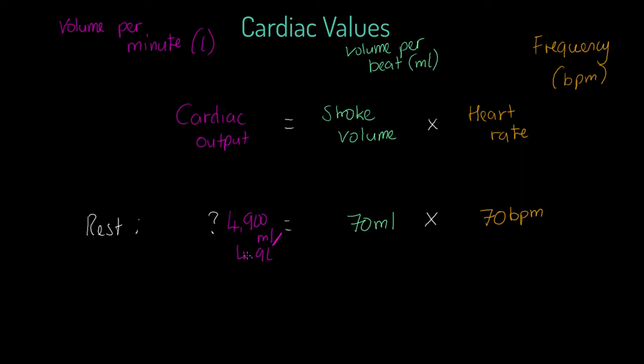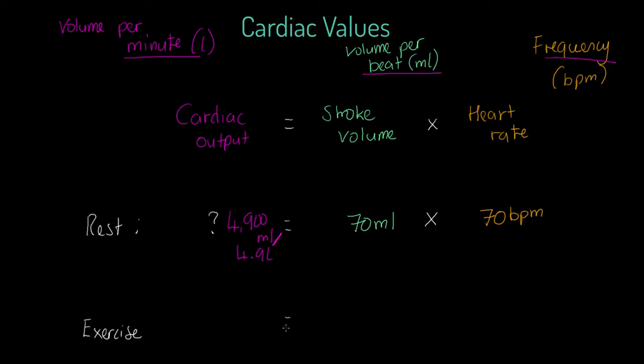So be clear, if we just round that to 5 litres, that is 5 litres of blood leaving the heart per minute at rest, made up of 70 beats, made up of 70 millilitres per beat. Okay, so that's roughly what's happening to you right now. But we're also interested in exercise conditions. Now, this will vary based on the type of exercise and also the physiology of the individual involved.